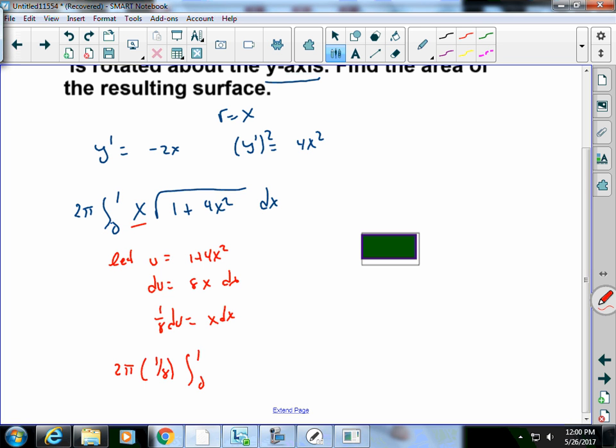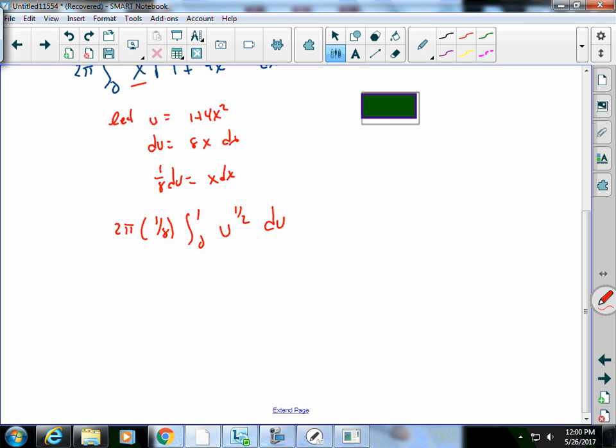Integrate from 0 to 1 of... whoops, not x, because I just did a substitution, right? u to the 1/2 du. Pay attention to that. So I have pi over 4 from 0 to 1 of u to the 1/2 du.